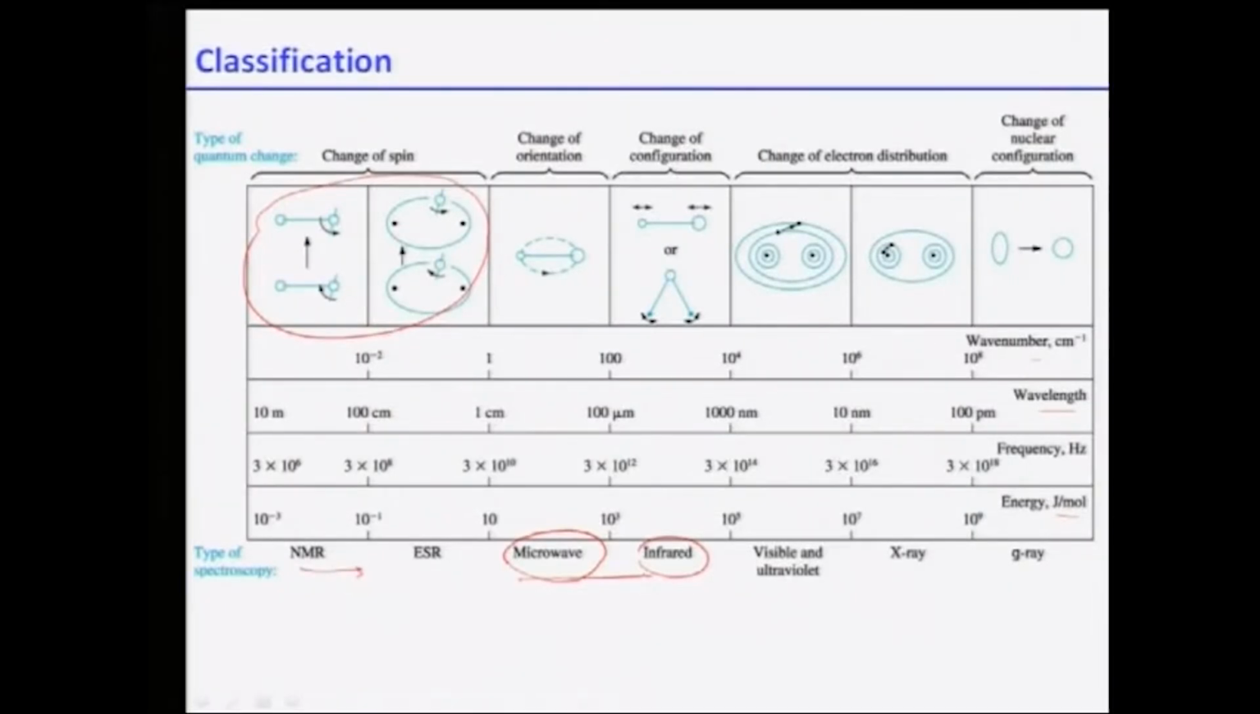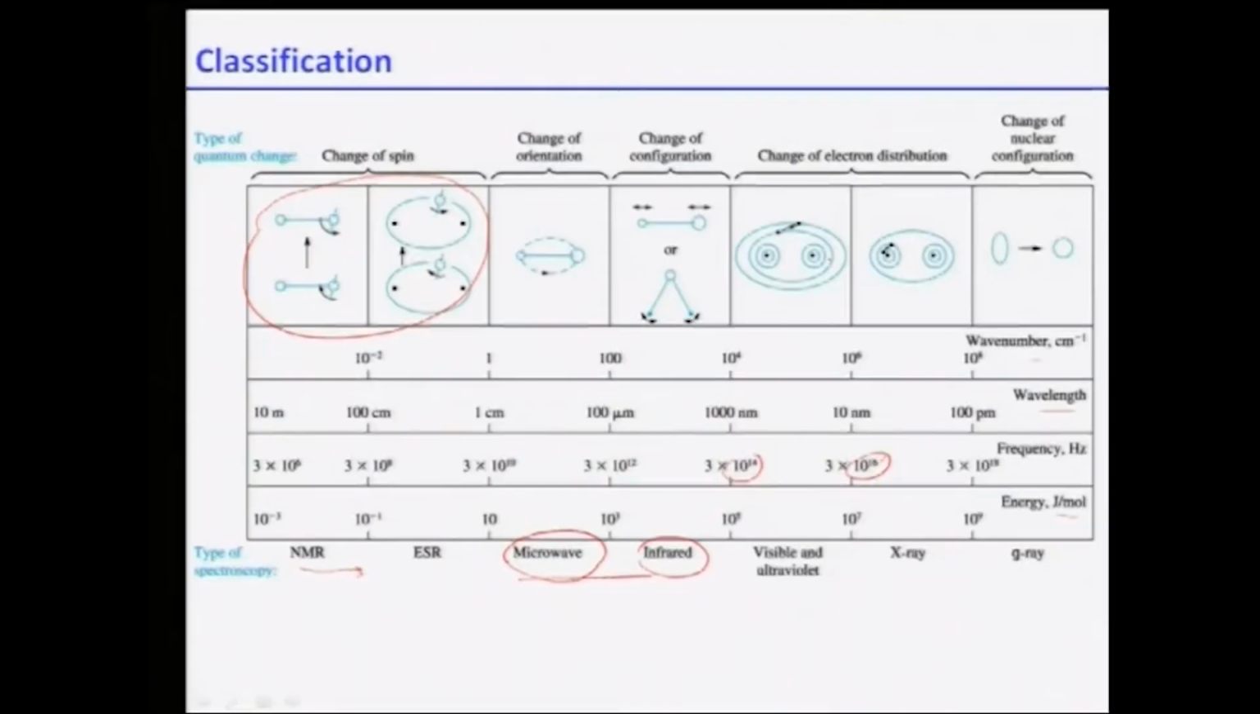So this is what normally happens when you use any kind of radiation whose frequency varies in this range. Now if you go to a little higher frequency level, 10 to the power 14 to 10 to the power 16, then you can have changes in the electronic distribution in the material. That is what is shown here. You can see the electronic distribution can get modified, and that can be studied.